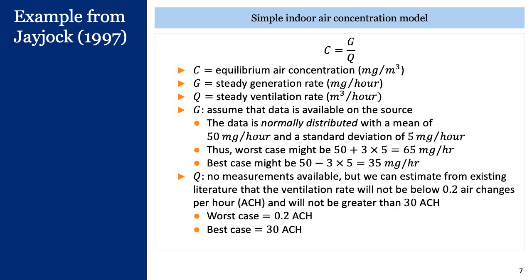Just to make things interesting, we'll assume that for Q, no measurements are available, but we can estimate from existing literature that the ventilation rate has never been observed to be below 0.2 air changes per hour, and it has never been reported to be greater than 30 air changes per hour. We don't know what the situation is in this particular setting, but we know it's somewhere between 0.2 and 30 air changes per hour. And so the worst case is 0.2, the best case is 30 ACH.